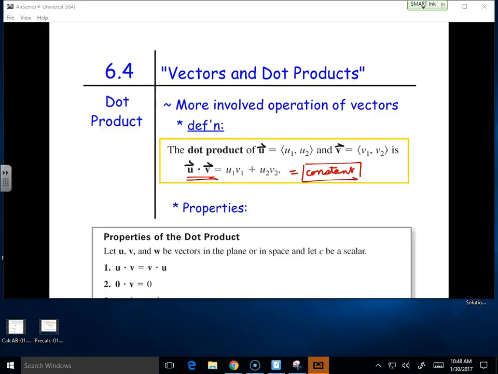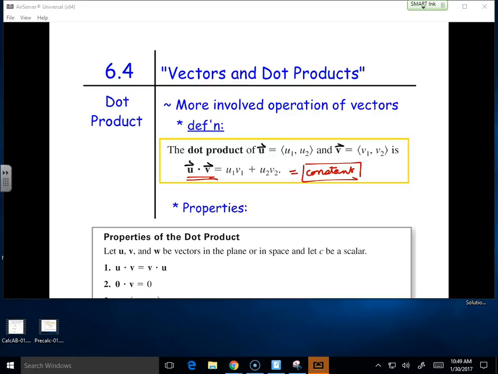Vectors and dot products. More involved operation. Scalar multiplication and vector addition and subtraction are operations, but they're easy ones. This one is still easy, to be honest, but it's very unique because it's not what we would expect. Some of you would instead expect us to do something like first, outer, inner, last. Wait, what? But that's not it at all. Don't do that.